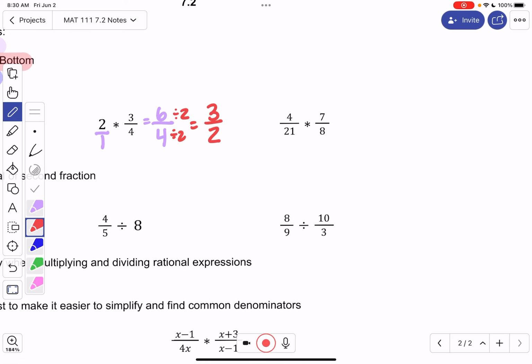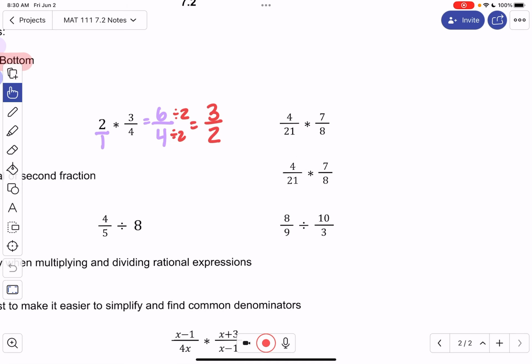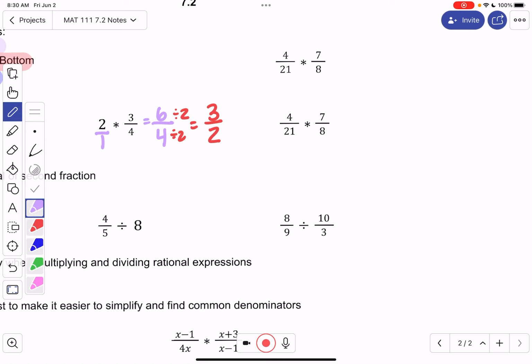I'm going to show you 2 ways to do this last one. One is the same thing we've been doing. I just showed you. 4 times 7 is 28. And 21 times 8 is 168. And those are both divisible by, let's say, 7. So if I divide the top by 7, I get 4. And if I divide the bottom by 7, I get 24.